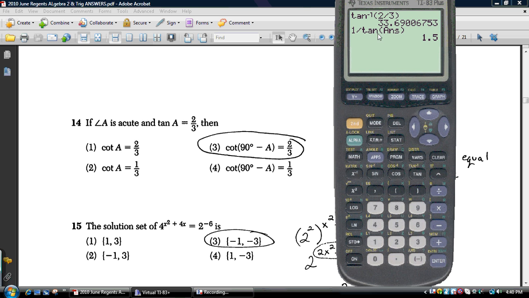It's 1 divided by the, I messed up. My bad. Let me start over again. Inverse the tan of 2/3. You get this weird number, and then here's where I messed up. Cotangent is 1 divided by tan, but I forgot to do the 90 business. So that's 90 minus the answer. It's 0.6667. Convert that to a fraction, it's 2/3.